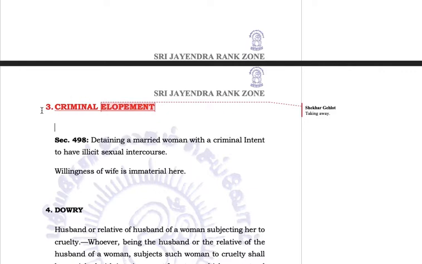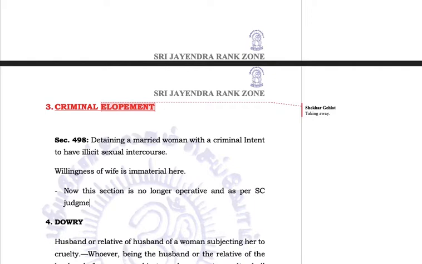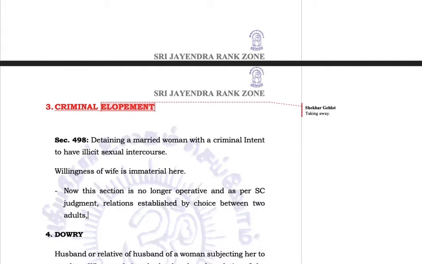But anyhow, this section is no longer operative, as per Supreme Court judgment, relations established by choice between two adults, whether married or not, are not punishable.